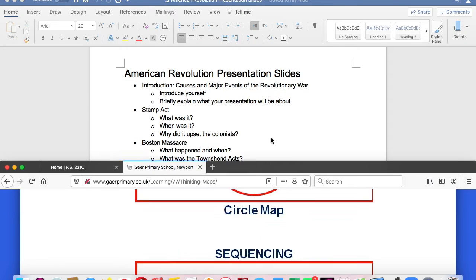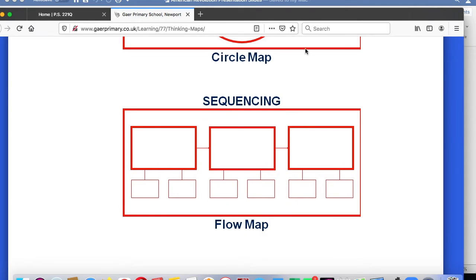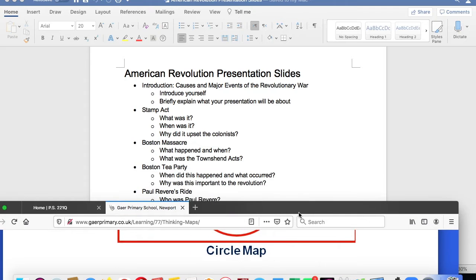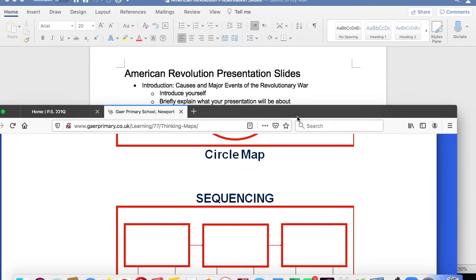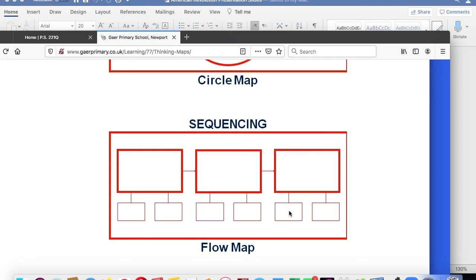Well, what's the next one? The next one is the Boston Tea Party. So I'm going to write Boston Tea Party here. And then you're going to say, what happened? What occurred? What was the importance of this to the revolution? So I'll say what happened here, and then I'll say, what was the importance to the revolution? So see, what you're doing is you're just creating a thinking map to write down your notes. This is how I would suggest doing it.